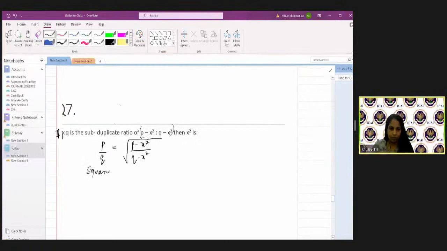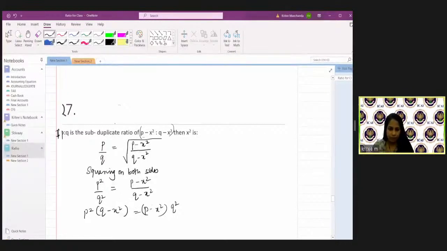So squaring on both sides, we get this as P square by Q square. This is P minus X square upon Q minus X square, and cross multiply quickly and solve for X square. When we will be done with the proportion chapter, I'll share the other way of doing it. But as of now, we'll just cross multiply and find the value. So this P square Q minus P square X square equals to PQ square minus Q square X square. So I'm just taking it here.